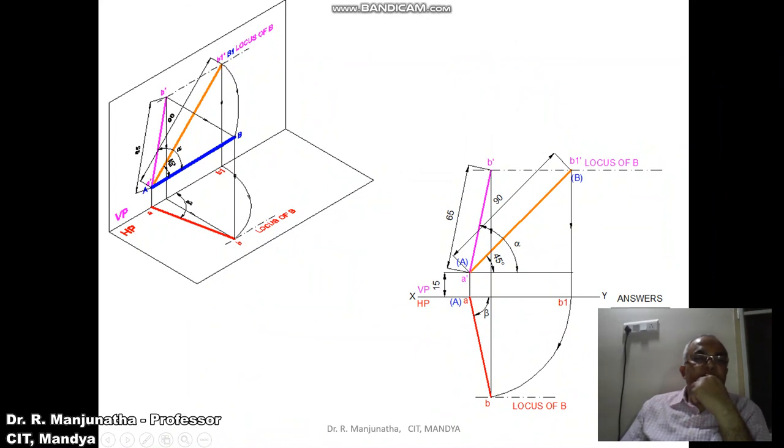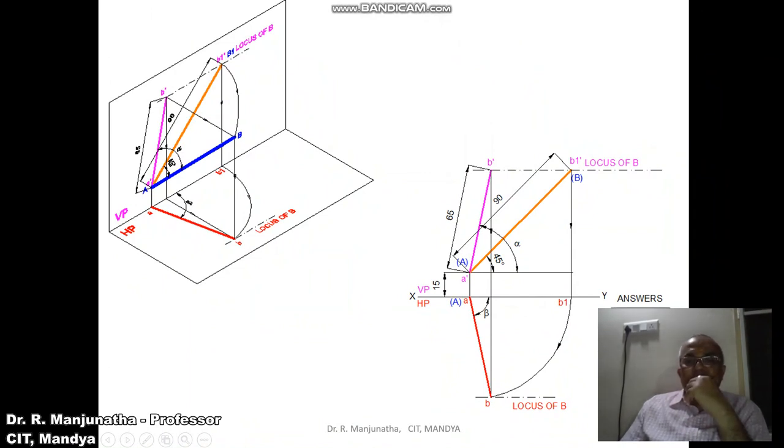So with A as center, taking the radius of AB1, you rotate it such that it is going to cut the end projector line here. So you are going to get this point B. Once you get this point, then only you will get the locus of B in the top view. So that is what we have shown here.